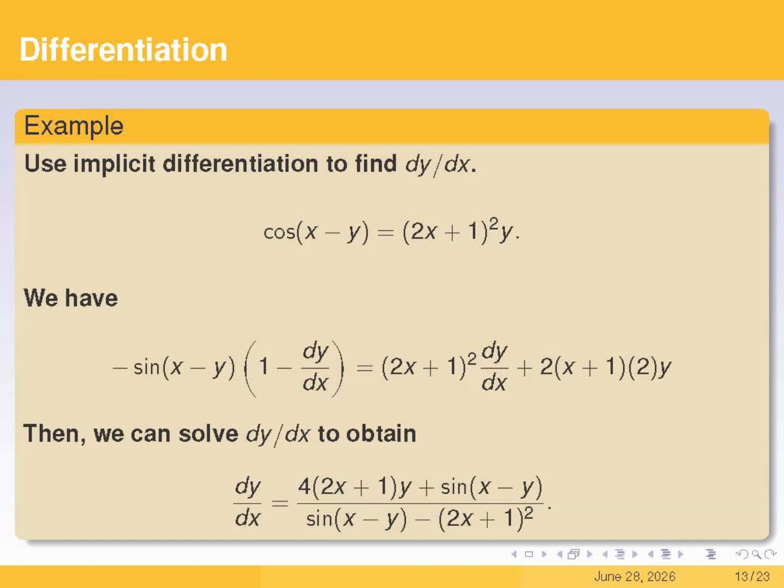Next, we differentiate the right side of the equation, where we must apply the product rule, and the mnemonic rule is first differentiate one term and then add the derivative of the other term. Differentiating y first gives us dy dx, which is the first term on the right side of the equation. Then, adding the derivative of 2x plus 1 squared and applying the chain rule yields the second term on the right side of the equation. Finally, by solving for dy dx, we obtain the implicit differentiation in the last line.